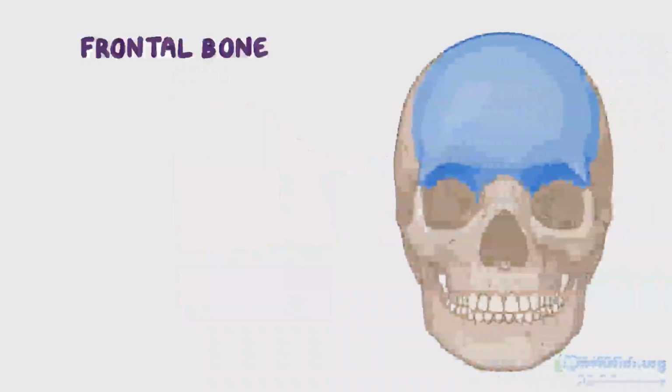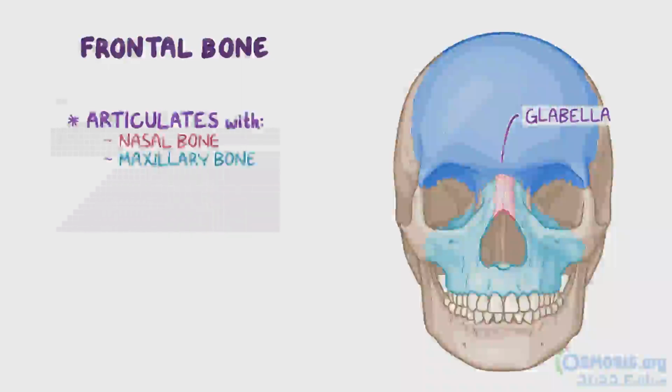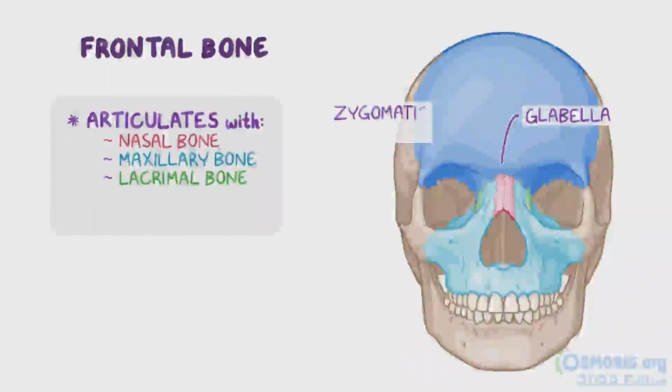Now, the frontal bone articulates with a number of bones. Inferiorly, in the middle part of the frontal bone is an area called the glabella, and below this is where the frontal bone articulates with the nasal, maxillary, and lacrimal bones. On the lateral end of the supraorbital margins, there are the zygomatic processes, which articulate with the zygomatic bones on each side. In the middle, the orbital part articulates with the ethmoid bone.